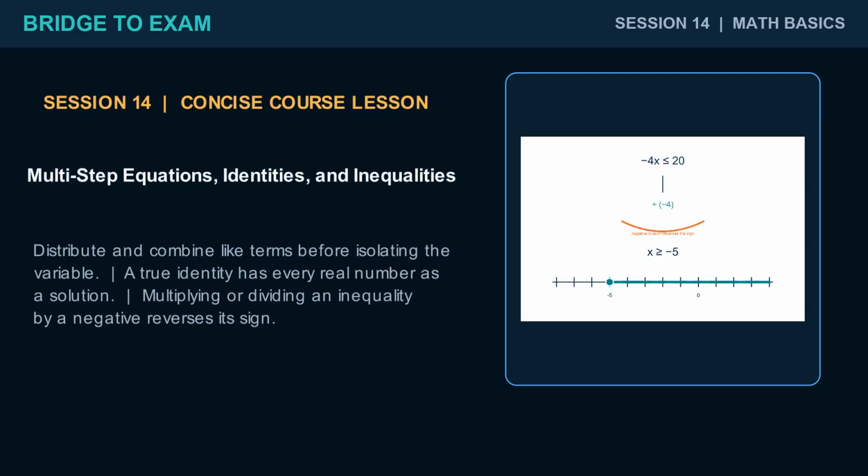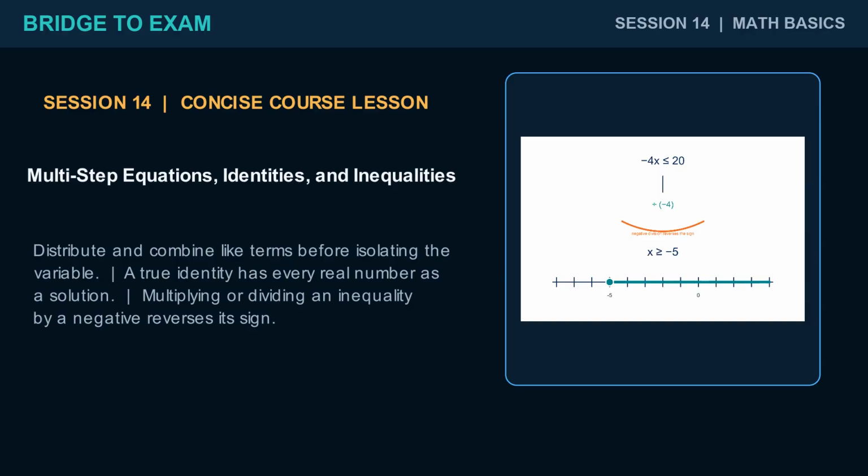Welcome to Session 14, Multi-Step Equations, Identities, and Inequalities. More advanced equations require distribution, combining like terms and variables on both sides. Inequalities use many of the same operations but describe a set of solutions. Multiplying or dividing by a negative reverses the order relation.